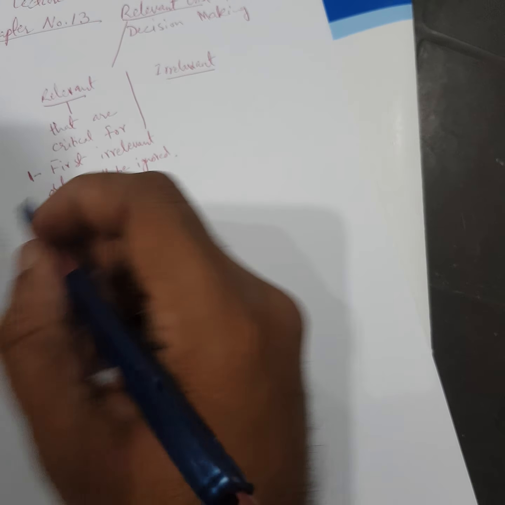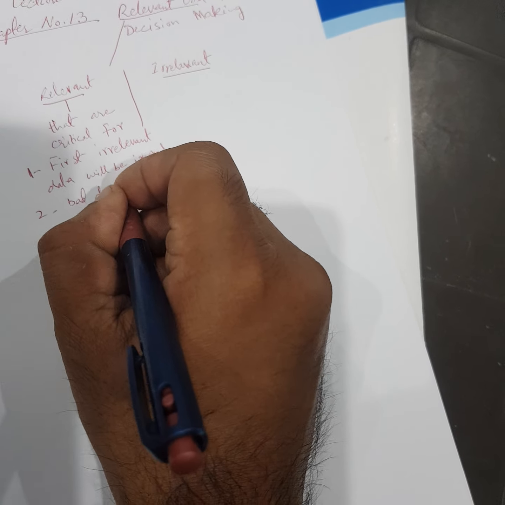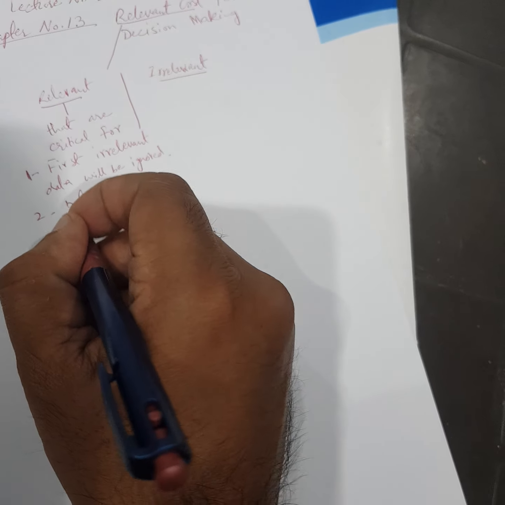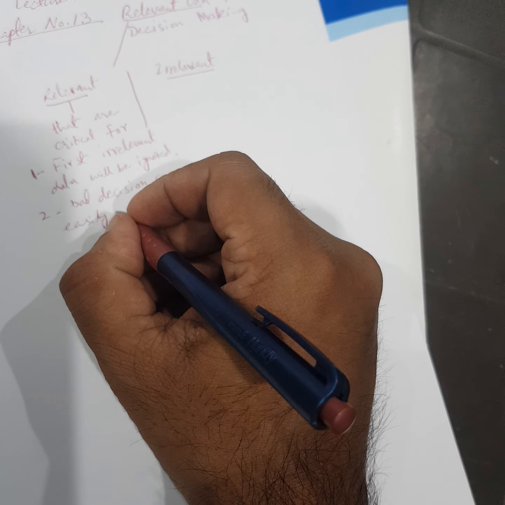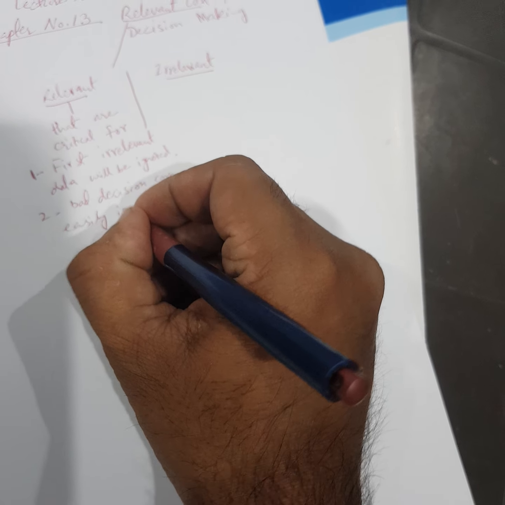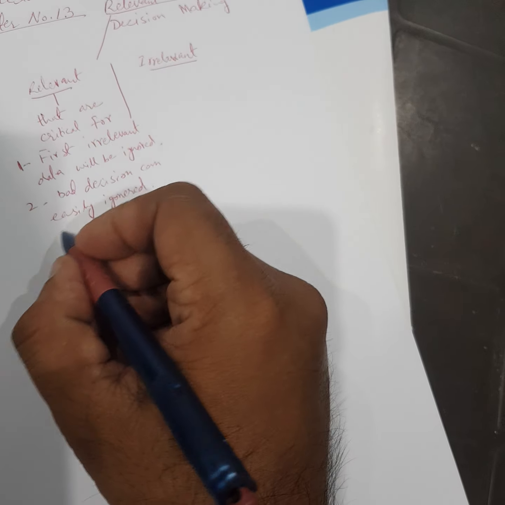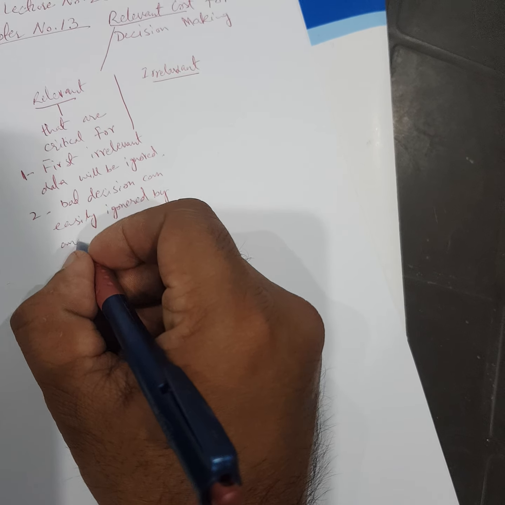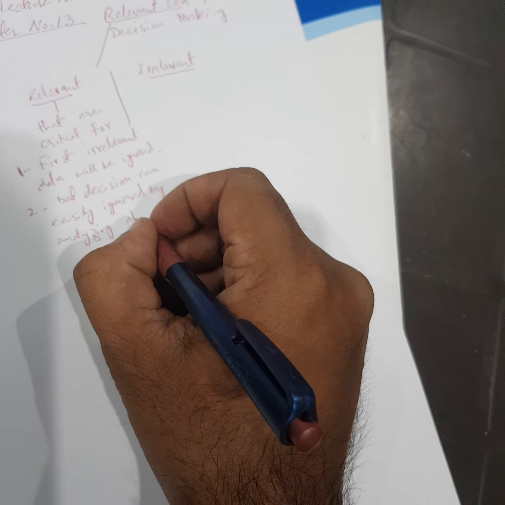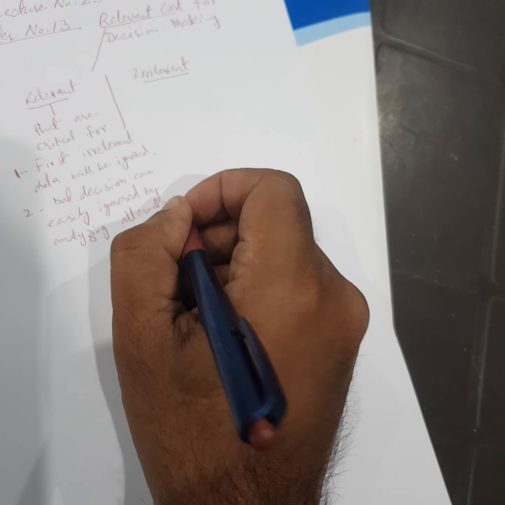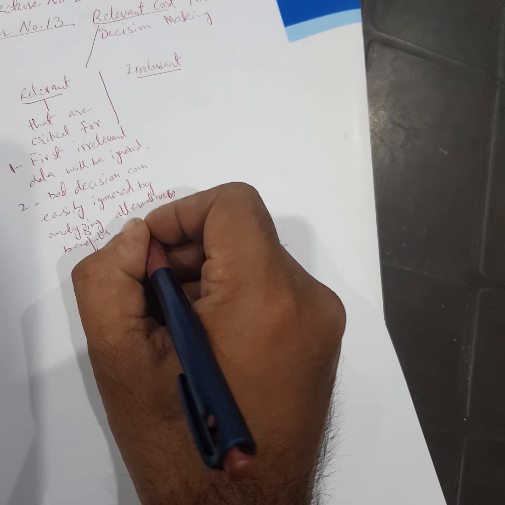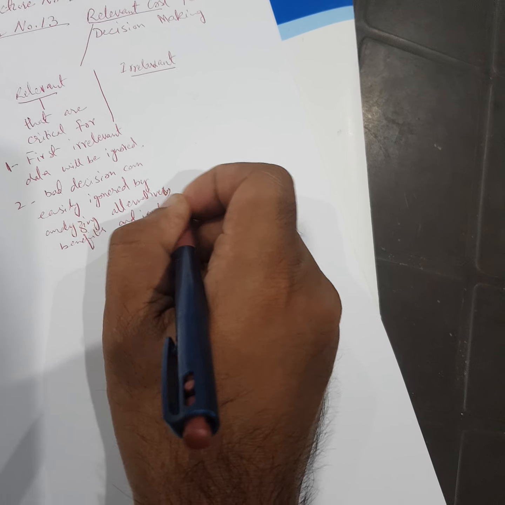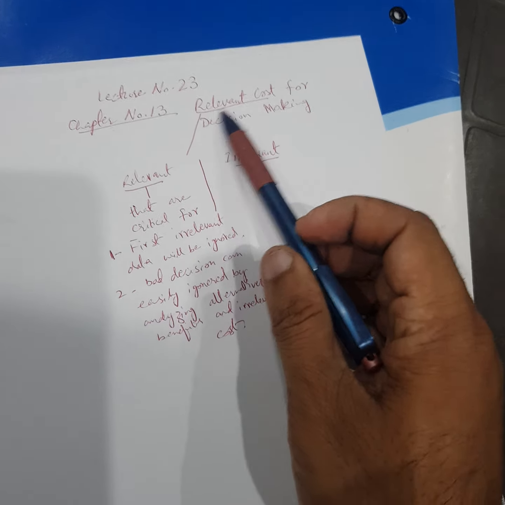The second benefit is that bad decisions can easily be avoided by analyzing alternatives, benefits, and irrelevant costs. So these are the benefits of relevant cost.